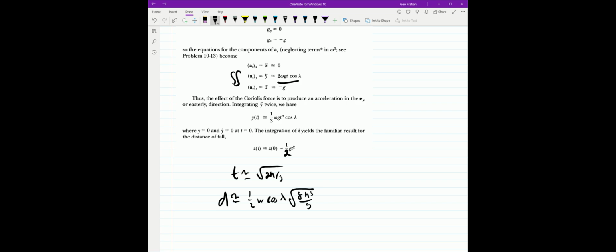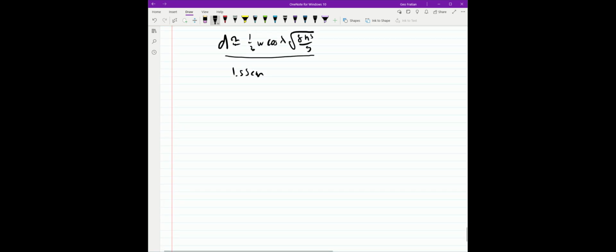So an object dropped from a height of 100 meters at a latitude of 45 degrees is deflected approximately 1.55 centimeters eastward due to the Coriolis force. So it's a very small effect, I would say, but it's not negligible. Okay, let's look at one more example.